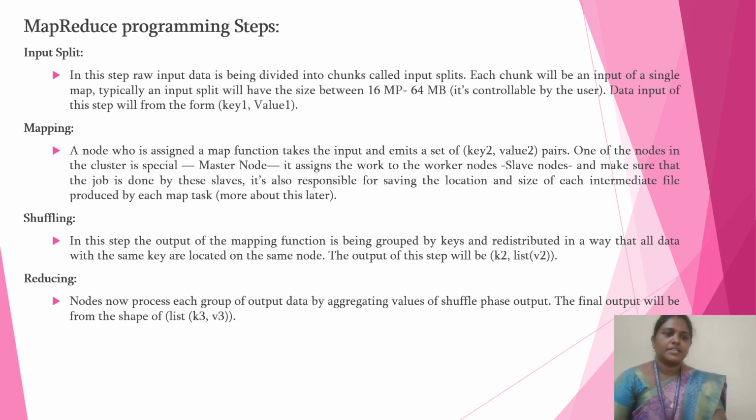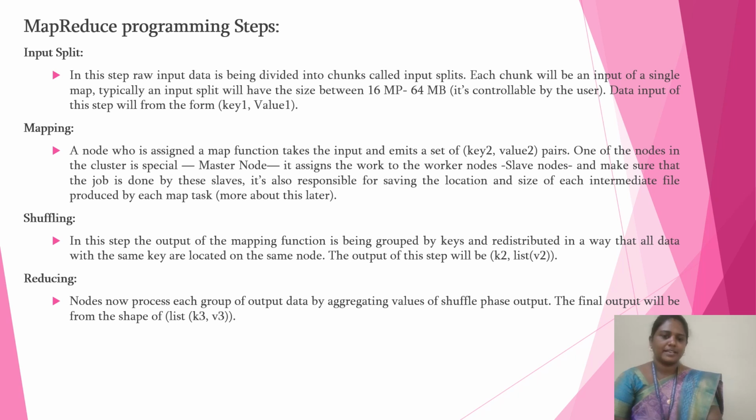The following steps are used in the MapReduce programming model. First, the given input data is split into what are called chunks. Each chunk is the input of a single map. After splitting, each chunk has a size between 16 MB and 64 MB. Each piece of data is identified using keys and values. After the data is split, mapping is applied, and each and every node is assigned the map function.